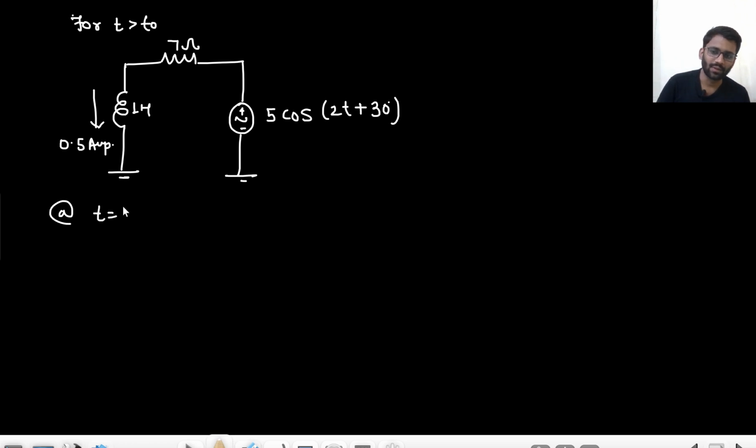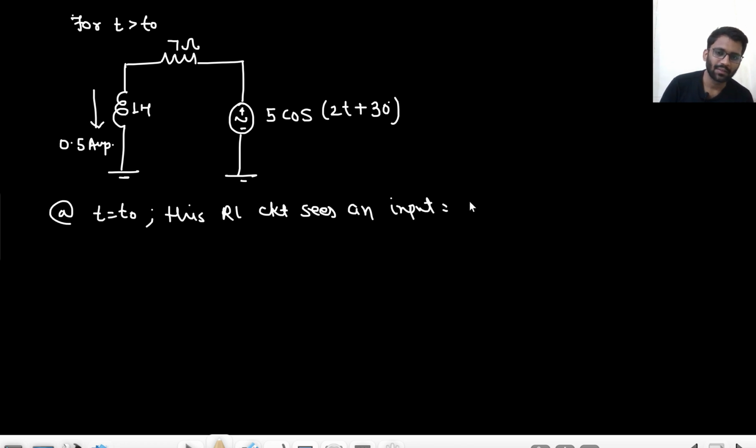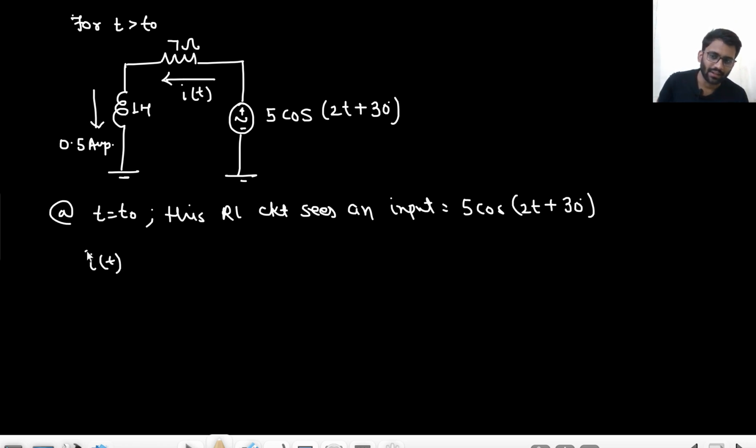So at t equals t naught, this RL circuit sees an input, that is 5 cos(2t plus 30 degree), and based on this input it will give me a steady state response. Whatever the input it sees, it will give me a steady state response. What is this? This is our i(t), right? So what will be my i(t) steady state? I can find i(t) steady state based on this input.